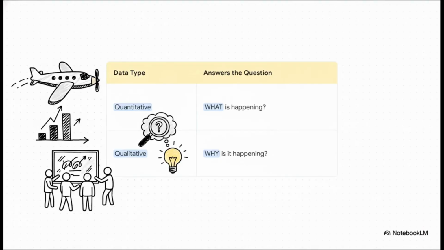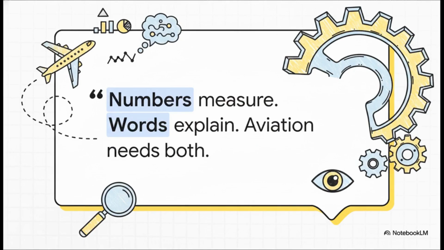So, look, if you take away just one thing from all this, let it be this simple but super powerful rule. Quantitative data shows you what is happening. Qualitative data explains why it's happening. One measures, the other explains. It's that simple. Ultimately, it's all about seeing the full story. Because in an industry where precision and understanding mean everything, relying on just half the data is a risk that nobody can afford to take. The numbers give you the facts, but the words give you the meaning. And aviation, to be its safest and its absolute best, will always need both.